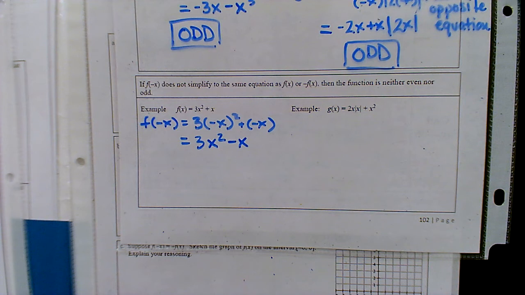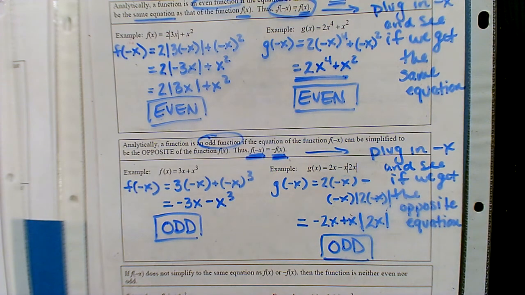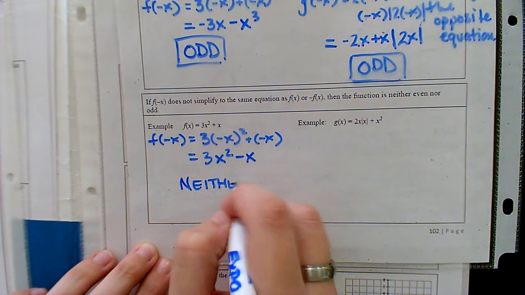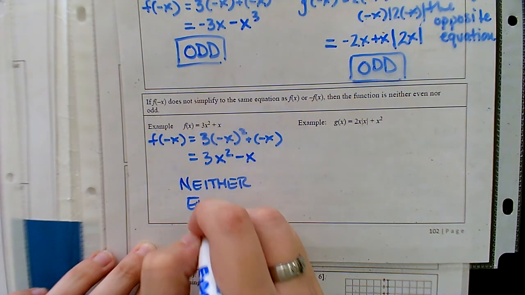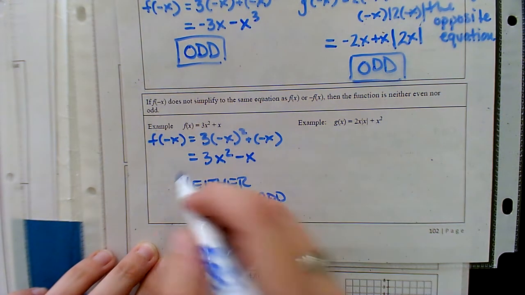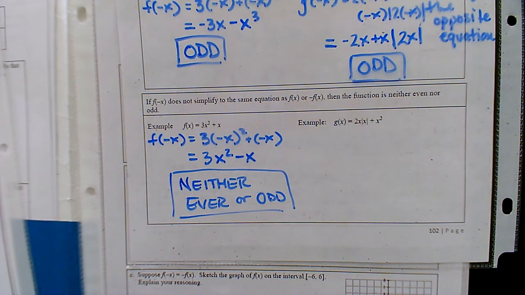So in this case, we have neither type of symmetry. You cannot fold it across the y-axis because it's not exactly the same, but you can't rotate it either because you're not getting out the exact opposite. So in this case, we can simply say neither even or odd. It doesn't have either type of symmetry, either rotating it or folding it across the y-axis.